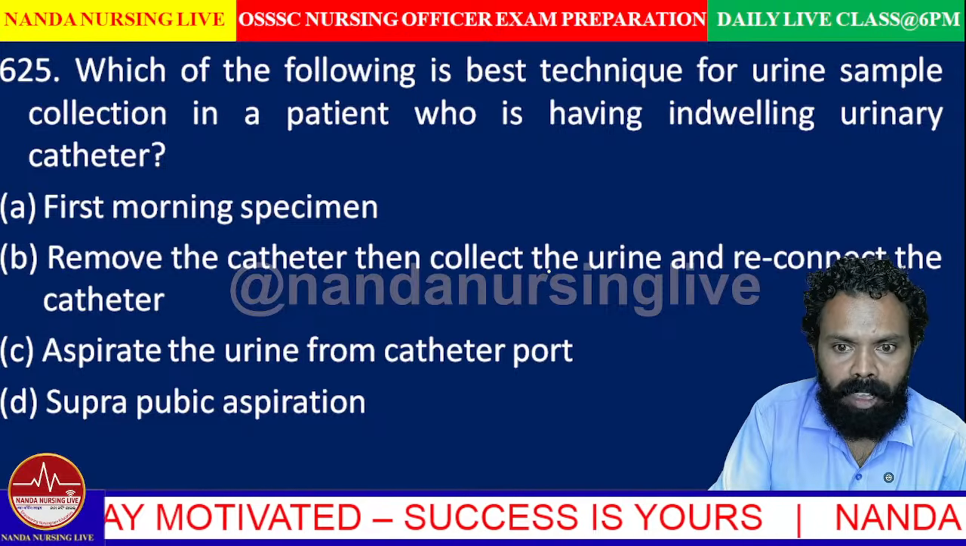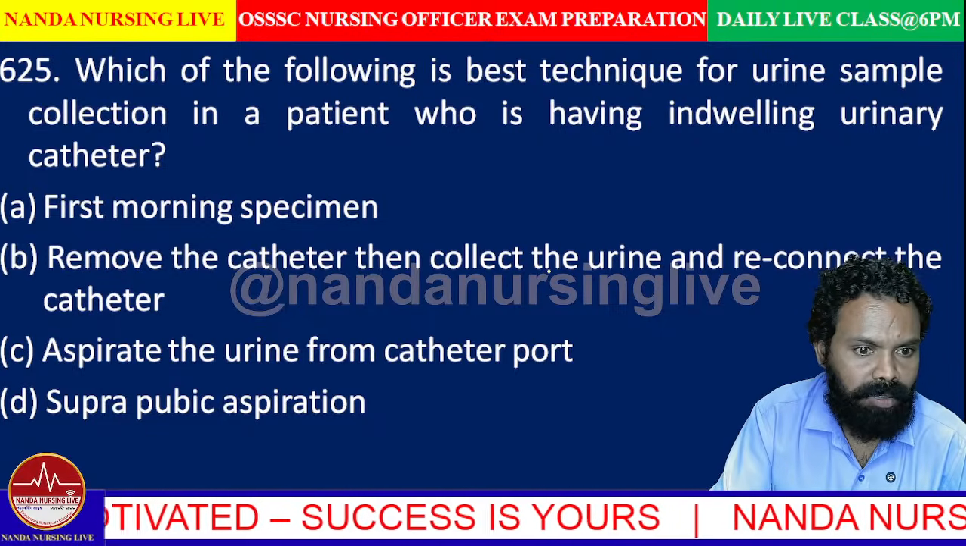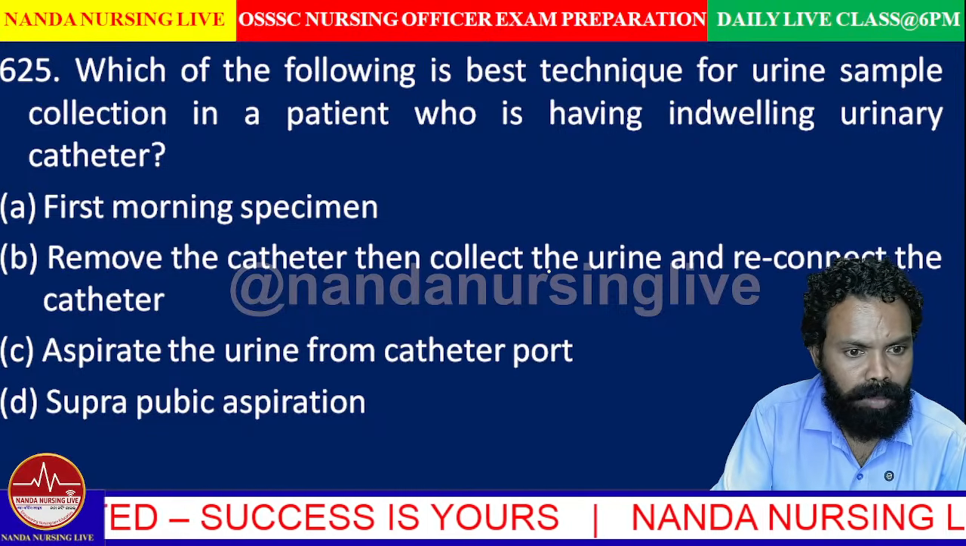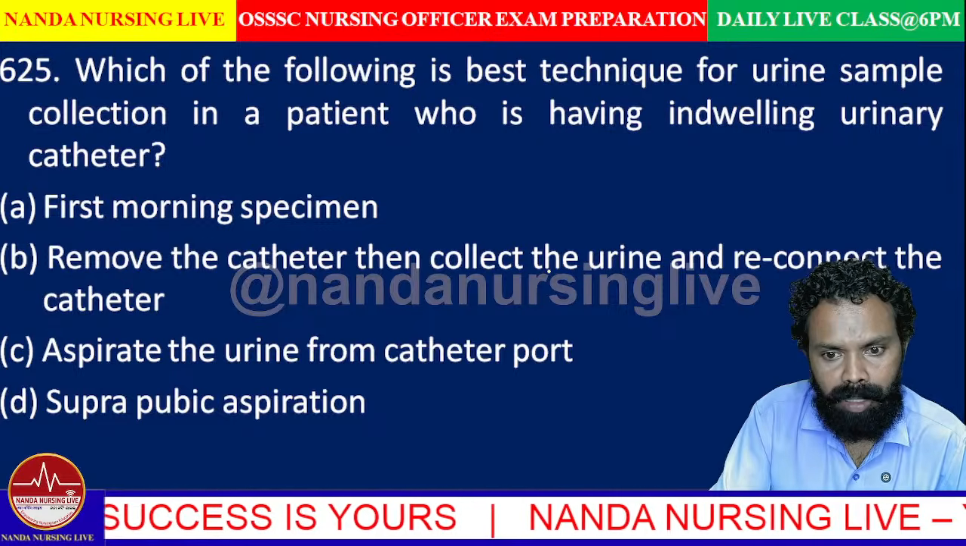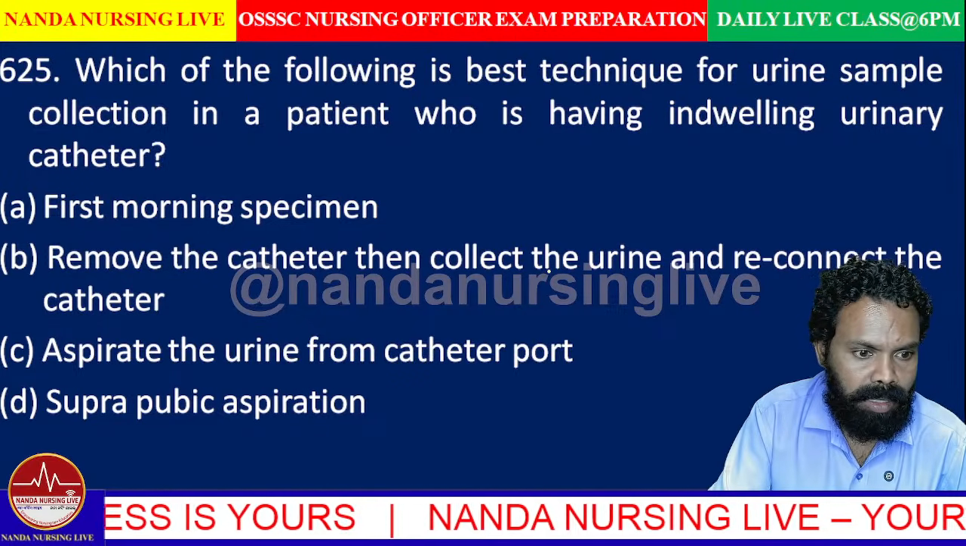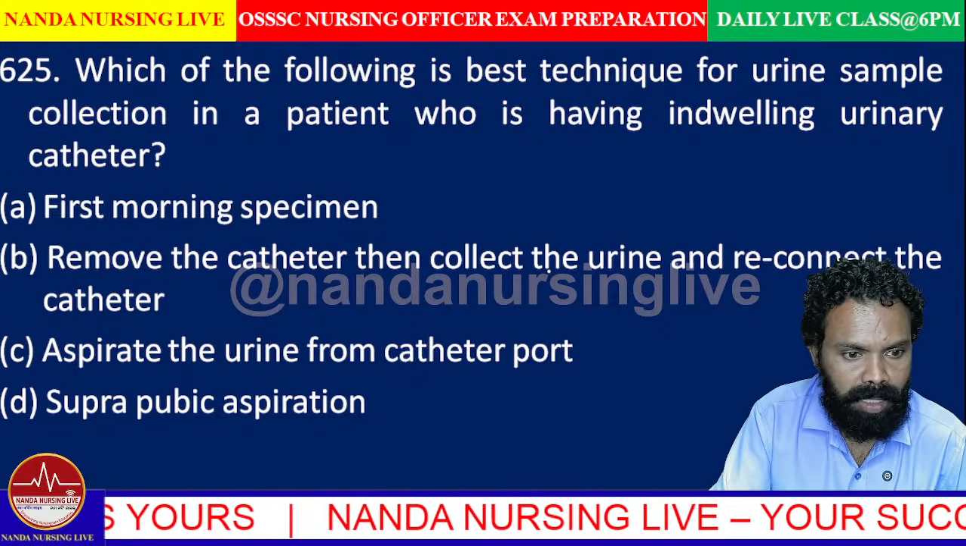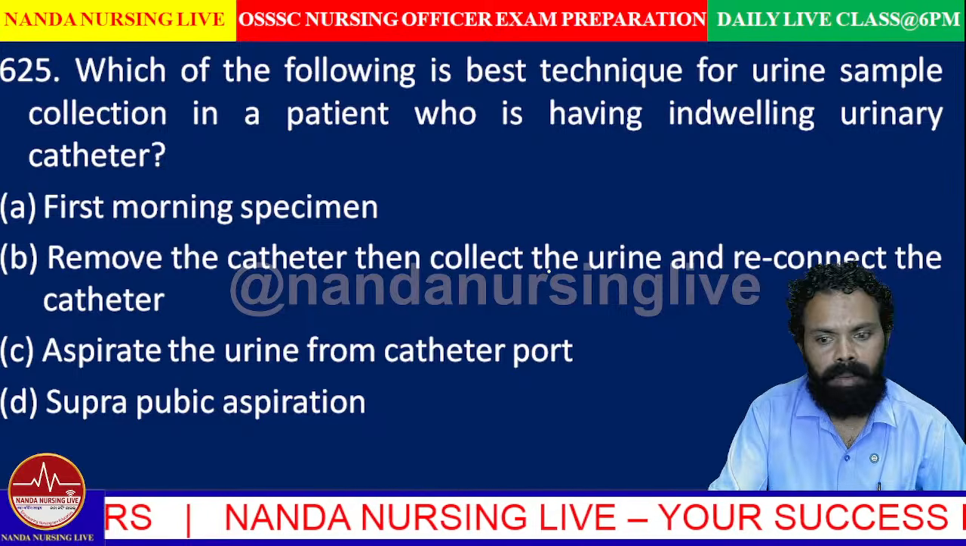Next question number 625. Which of the following is the best technique for urine sample collection in a patient who is having an indwelling urinary catheter? Option A is first morning specimen, option B is remove the catheter, then collect the urine and reconnect the catheter, option C is aspirate the urine from the catheter port, option D is suprapubic aspiration.